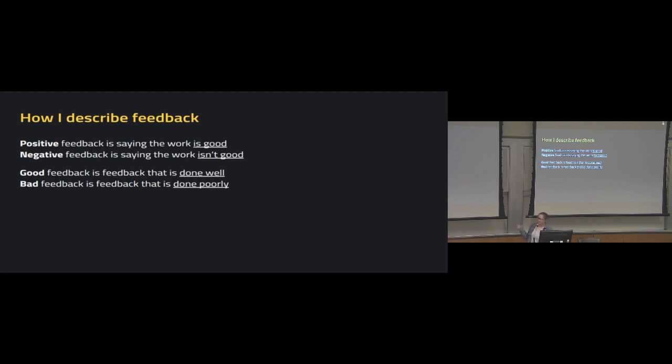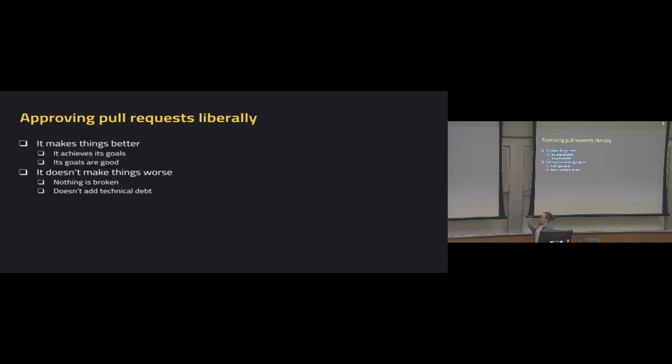So first, to clarify, because people get confused by this, I'm going to use positive and negative feedback to mean whether you're saying the work is good or not good, and good and bad feedback to mean feedback that is done well or done poorly. And I'm going to briefly run through reviewing pull requests as a process, and then talk about my approach, my toolkit for doing this.